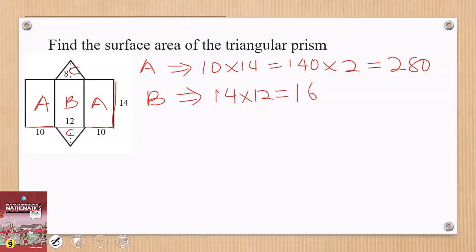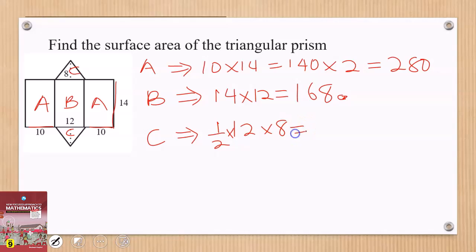So that's going to give me 168. I don't have the unit, so let me just leave it as 168, and that is only one of them. Then I'm going to find the area for the C, which is a triangle. We know the area of a triangle is half base times height, so half base, and the base is 12, times height, and according to the question, the height is 8.